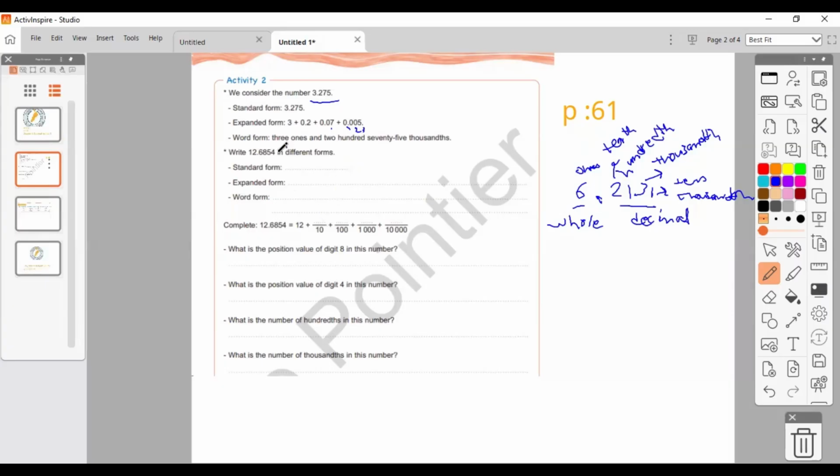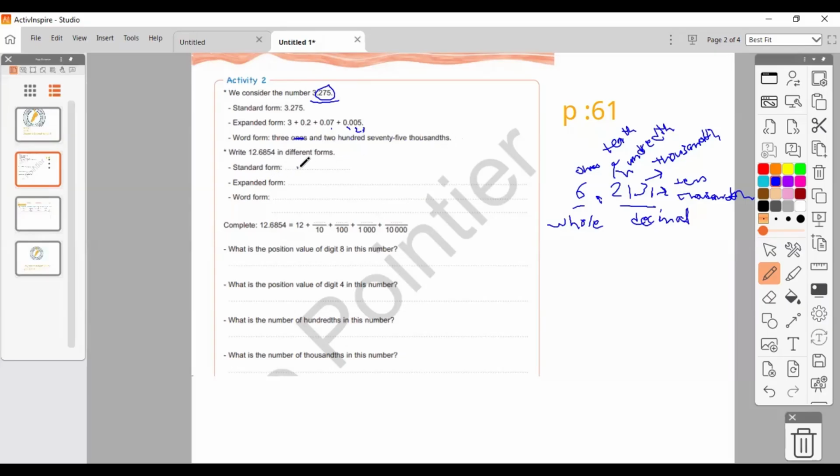Now concerning how to read this number, we read the whole part alone, yaani 3. Point, we read it as "and". 3 and, now we read the decimal part like this, as if it is alone, 275. But we have to pay attention when we finish the last digit. We have to write its place value. What is the place value of the 5 here? It's thousandths. So 3 and 275 thousandths. No need to say ones here directly. 3 and 275 thousandths.